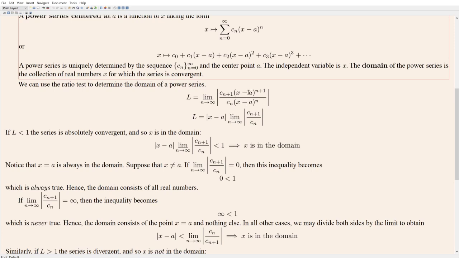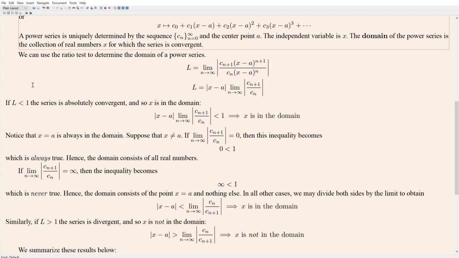Now, you can clearly see that a whole bunch of these x minus a's are going to cancel, so there's only going to be one x minus a left over. Take absolute values, and then x minus a doesn't depend on n at all, so we can pull it out of the limit, as we've done. And the only thing that remains is the ratio of subsequent terms of the sequence associated with the power series.